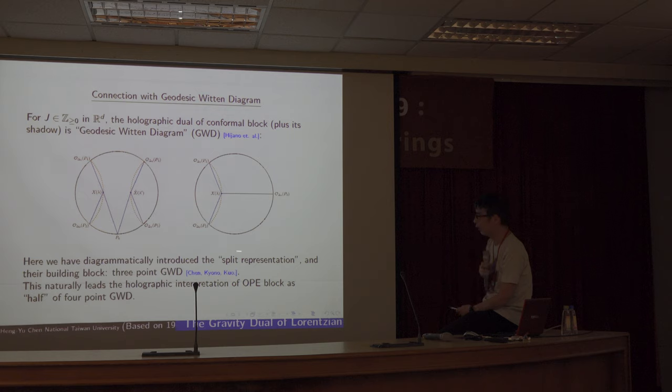And this is something we did to prove the validity of this general geodesic Witten diagram earlier with Kyoto, and then my former student, Henry Gore. So that's why people say the OPE block is like half of the conformal block, or holographically, this is like half of the four-point geodesic Witten diagram.